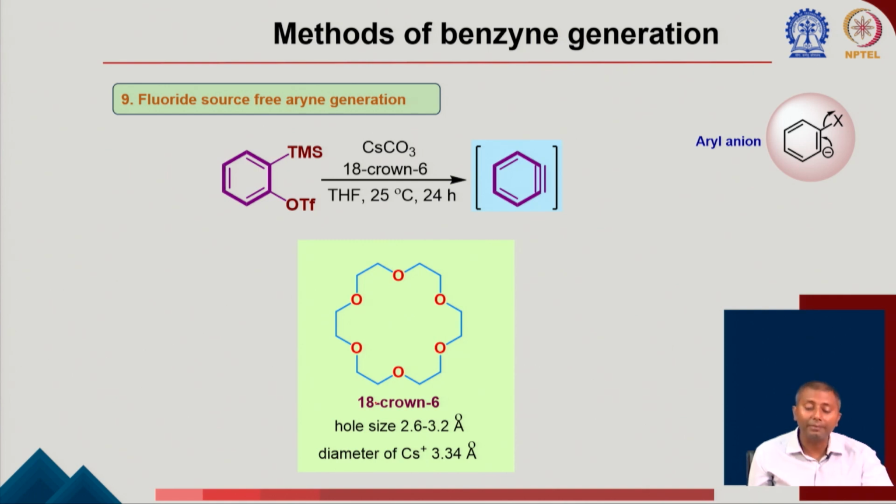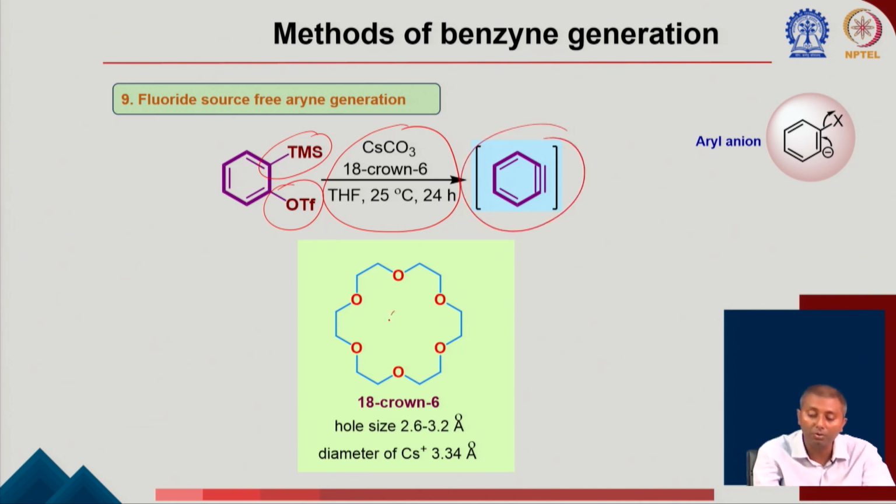So this is another important approach. I think this is a modification of the Kobayashi approach, where you don't need to use the fluoride. Here, using cesium carbonate and 18-crown-6, starting from the TMS and the triflate, you can form the benzyne. What is happening here: the cesium is going into the 18-crown-6, and now the carbonate which is there is going to attack the TMS instead of the fluoride. Once the nucleophile is attacking here, it can form the benzyne, and the triflate is going to get out to form the corresponding benzyne.